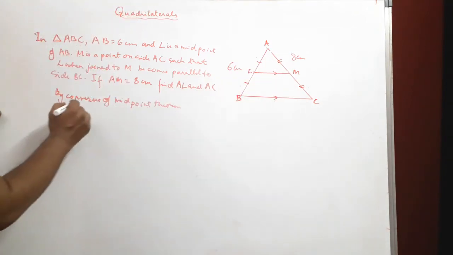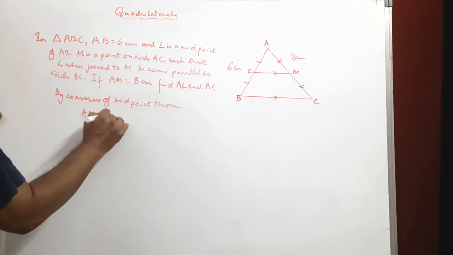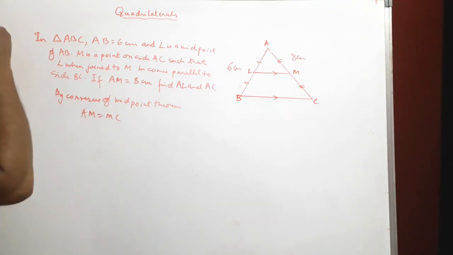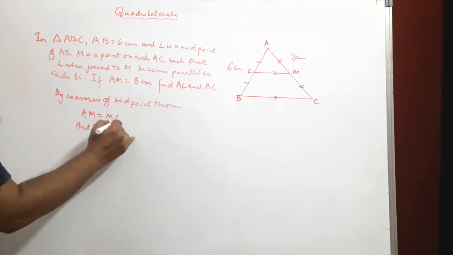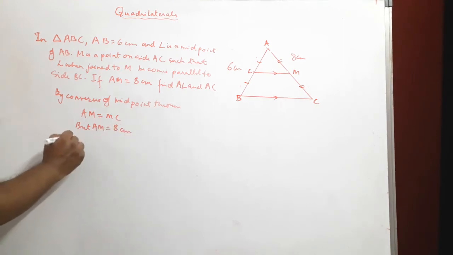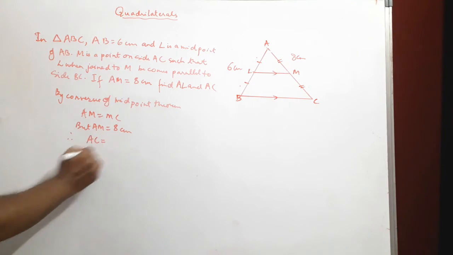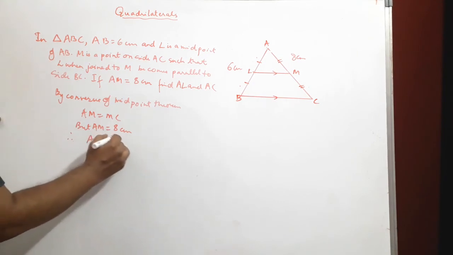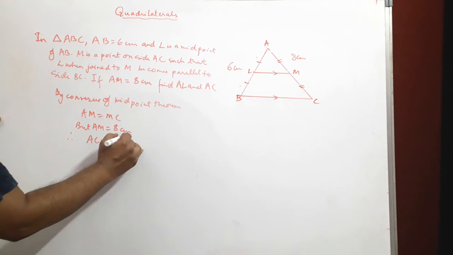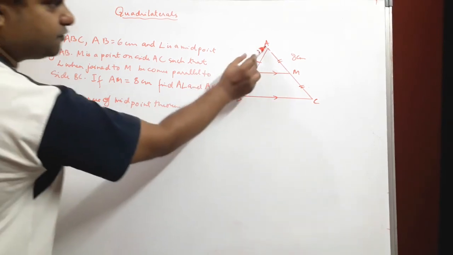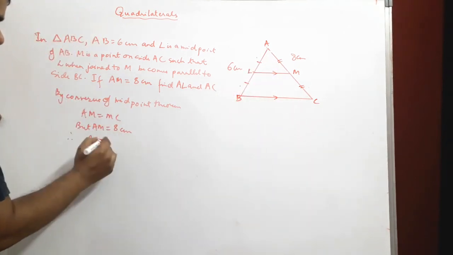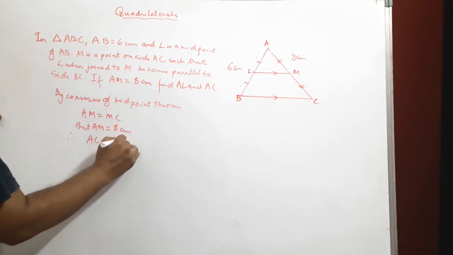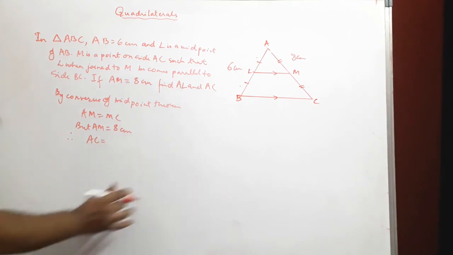Which means AM is equal to MC. We are given AM, right? AM is equal to 8 centimeters. Therefore AC will be what? AC is not half, AC is 2 times MC, because what is actually AC?